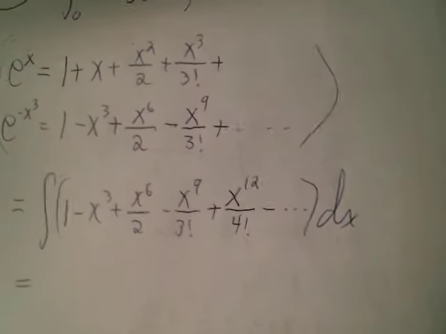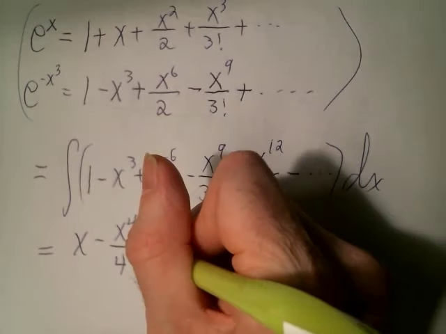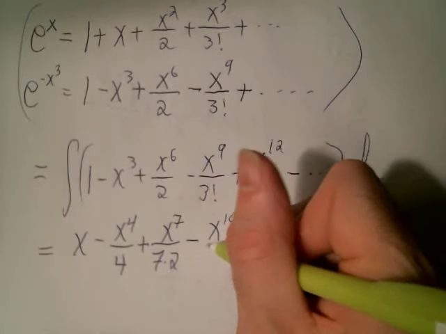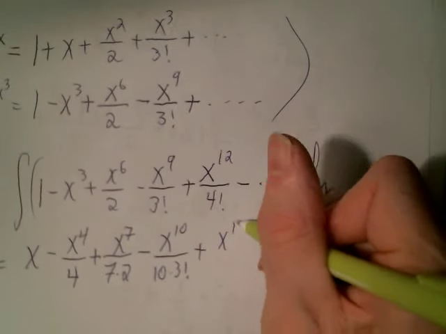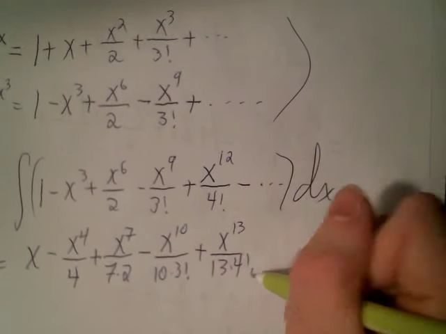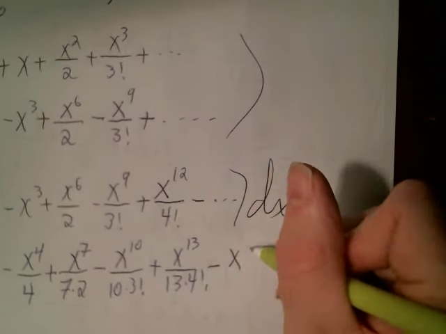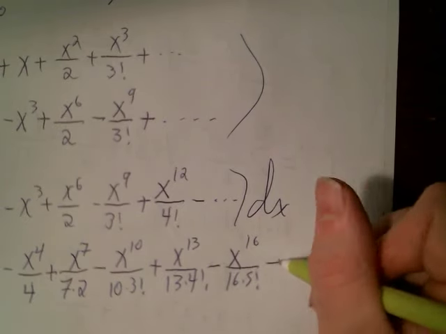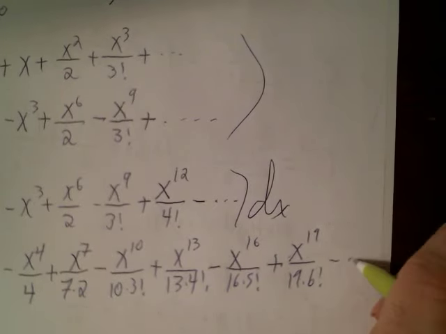Integrating term by term, I'll get x minus x to the 4th all over 4 plus x to the 7th all over 7 times 2 minus x to the 10th all over 10 times 3 factorial plus x to the 13 all over 13 times 4 factorial. And carrying on, I think I'm going to need a couple more terms: x to the 16 all over 16 times 5 factorial plus x to the 19th all over 19 times 6 factorial, on and on.